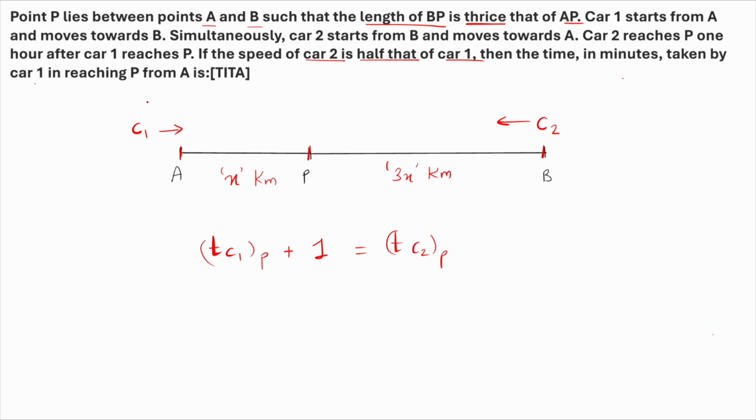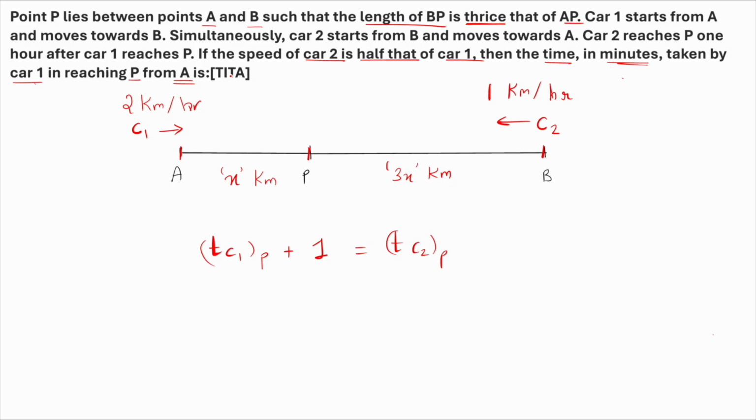Speed of car 2 is half that of car 1. So let's suppose the speed of car 1 as 2 kilometers per hour. You can assume it as 2y also, it will make no difference as such. The speed of car 2 will be half of this, so it will be 1 kilometer per hour. Then the time in minutes taken by car 1 in reaching P from A is, alright.